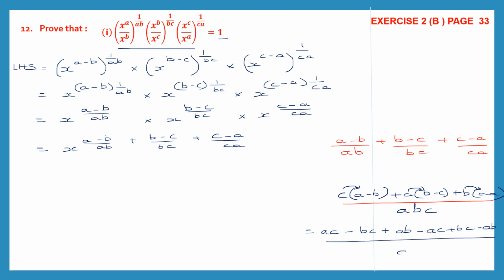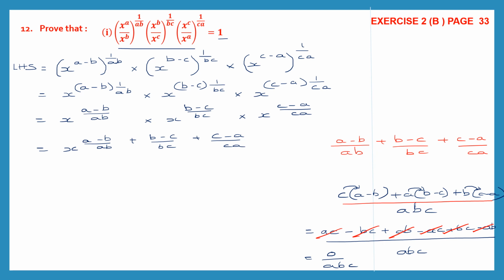Now let's look at all the numerators that we have. Here we have ac and minus ac, which will get cancelled. Then let's go to the next one. Here we have minus bc plus bc, that will also get cancelled. Then we have plus ab minus ab, that will also get cancelled. So what do we have here finally? Finally, we have 0 by abc.